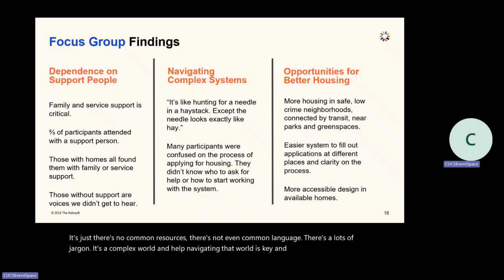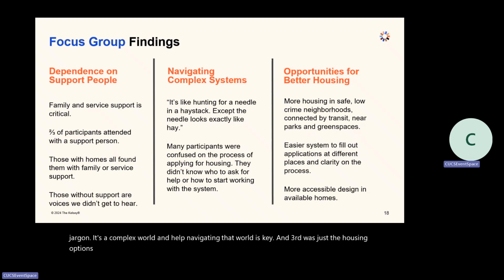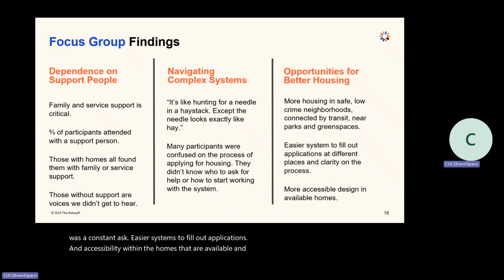And third was just the housing options available. More housing in safe, low-crime neighborhoods that's connected by transit was a constant ask. Easier systems to fill out applications, and accessibility within the homes that are available, and understanding what the accessibility options are, if those are included in your needs.